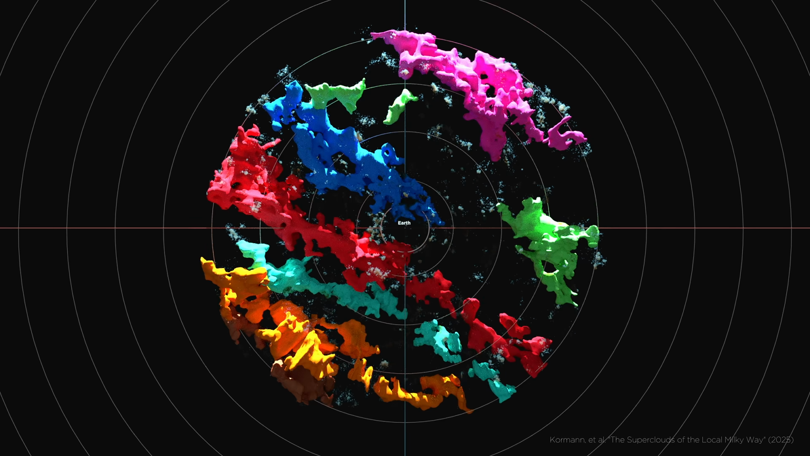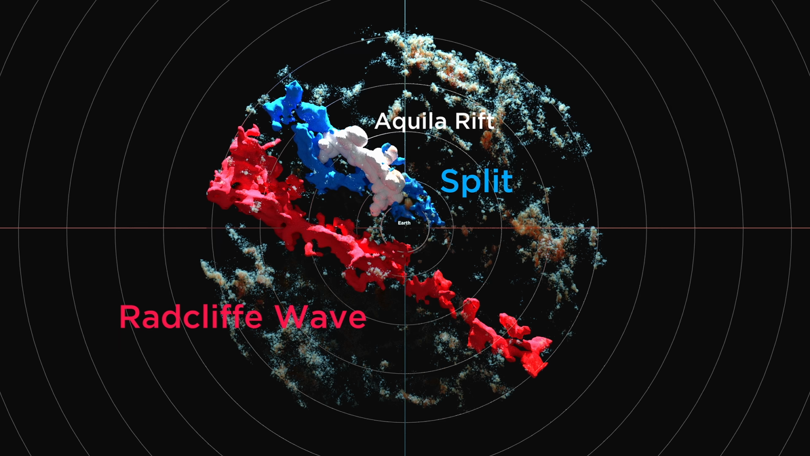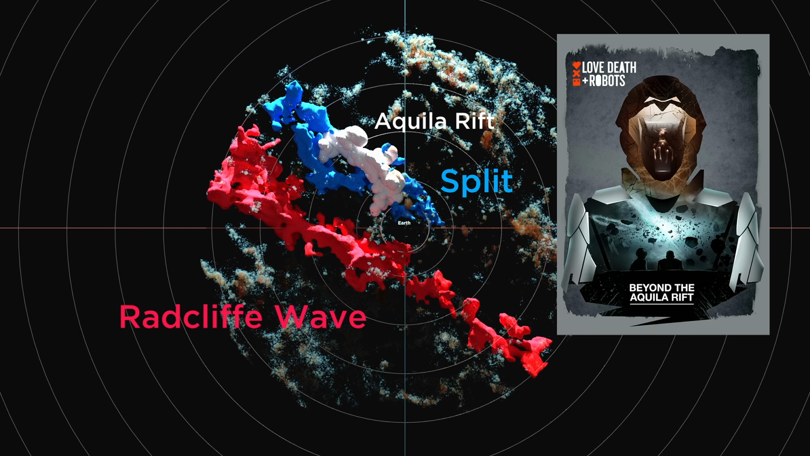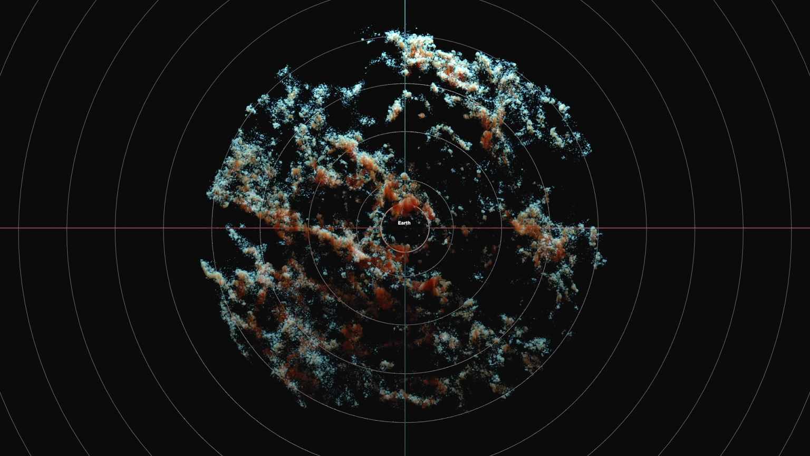These are the main super clouds, and our solar system is wedged right in between the Radcliffe wave and the split. Sometimes science has better names than sci-fi. The split cloud is where the famous Aquila Rift is located, which you may have heard from the Love, Death, and Robots short story by Alastair Reynolds. But let's move into local space first, and then move out.